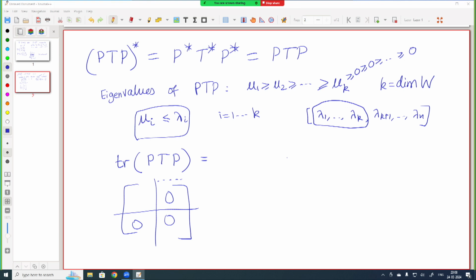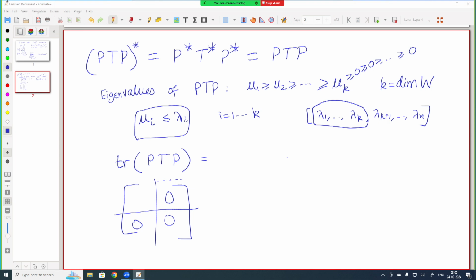The inequality will be what? Lambda i less than or equal to mu i, because PTP is a submatrix of the matrix T. So by Cauchy interlacing theorem, the eigenvalues of PTP lie between the eigenvalues of T. Correct. So lambda 1 is bigger than or equal to mu 1, lambda 2 is bigger than or equal to mu 2, and so on. Mu 1 lies between lambda 1 and lambda 2. Yes, but I am not using the other inequality. I am only saying lambda 1 is bigger than or equal to mu 1. That's all.